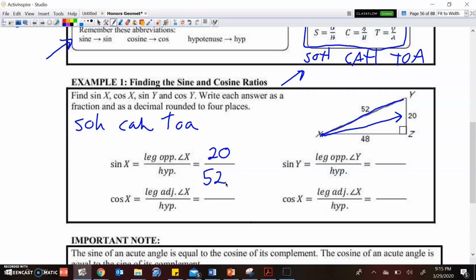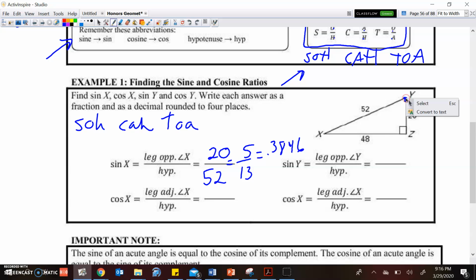I can simplify that to 5 over 13. And then it also says put it as a decimal to 4 decimal places. So 5 over 13 is the same as 0.3846. Okay, all right, now let's do the sine of angle Y.